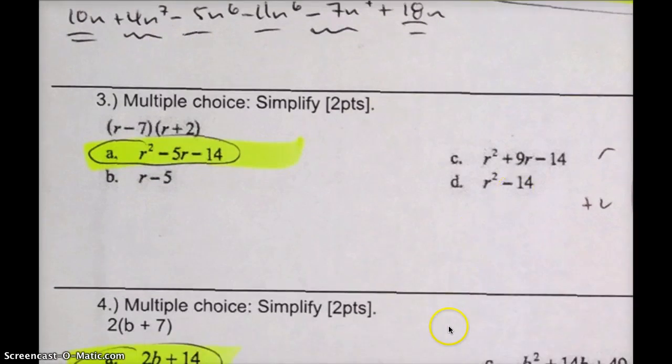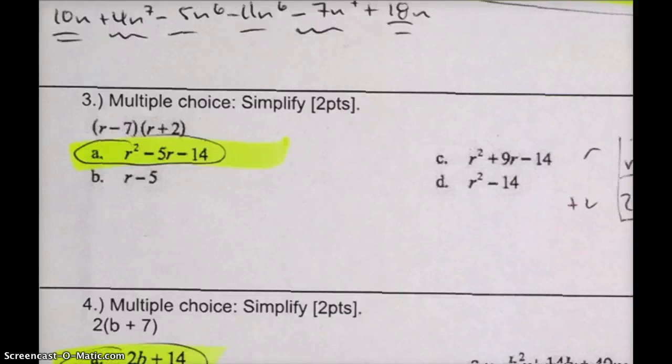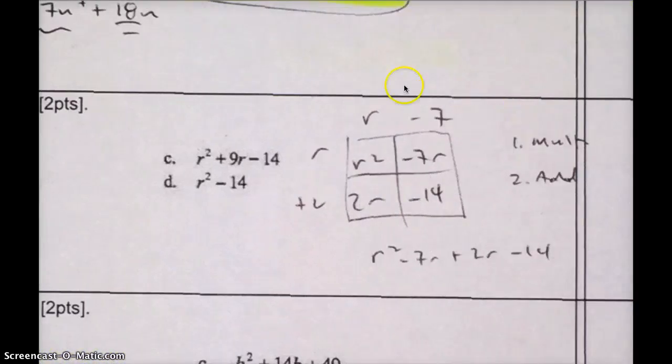Question number 3. You have a binomial here, and there where my mouse is, that's multiplication. So if you're multiplying there, that's what we've done in class. You can use your box, or if you learned in a previous math class, you can do FOIL. FOIL only applies to a binomial times a binomial. So you're going to take r minus 7 and r plus 2.